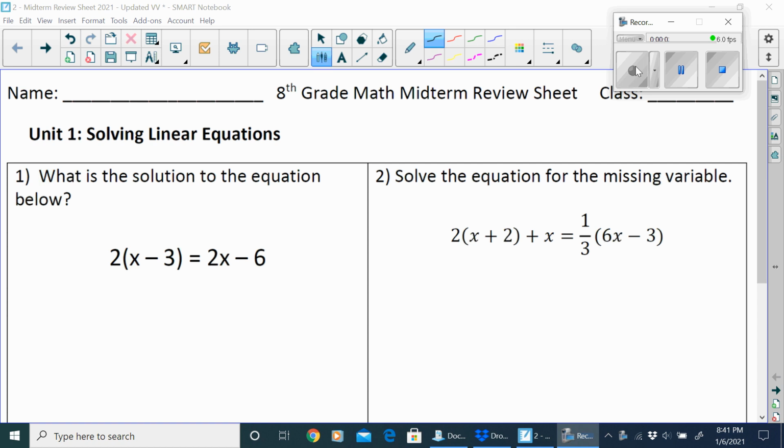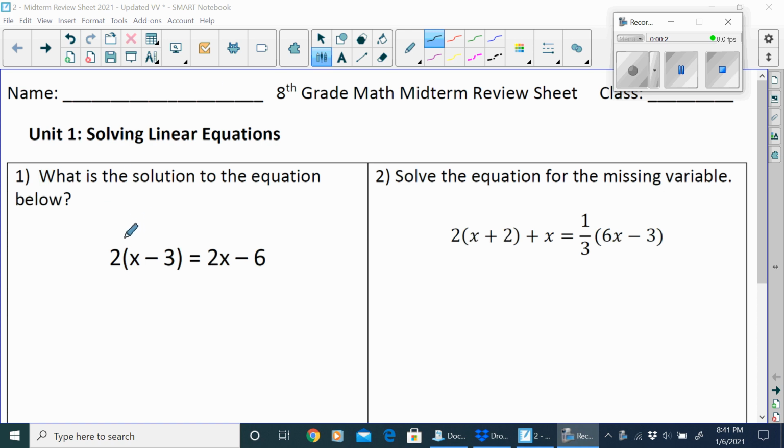Hello, we are going to complete the 8th grade math midterm review sheet. This includes the Unit 1, Unit 2, and Unit 3 Lesson 1. What is the solution to the equation? I'm going to start with number 1.